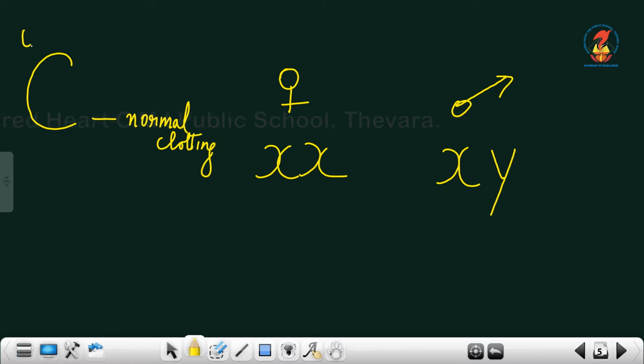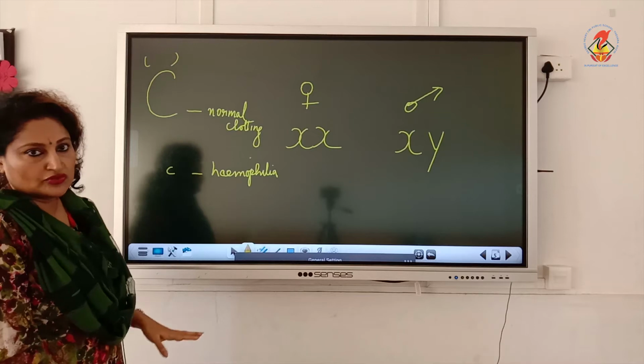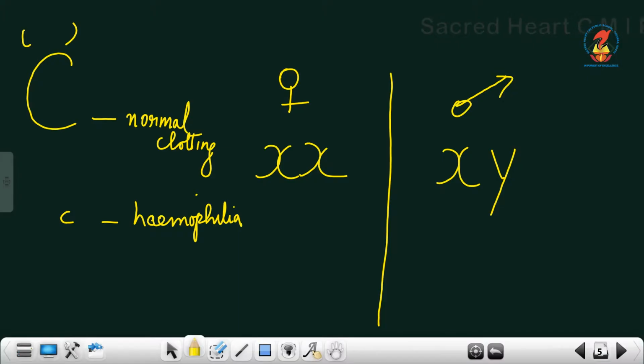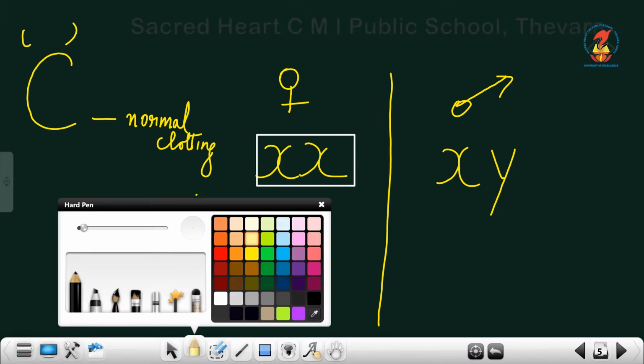So let the alphabet capital C determine normal clotting, whereas small c determines hemophilia, that is non-clotting. So what will be the possible genotypes for the females? Ready? So this is the female. I am going to give all the possible genotypes for the female.